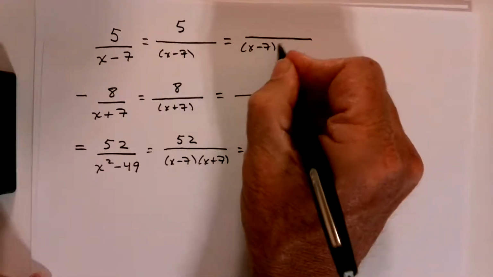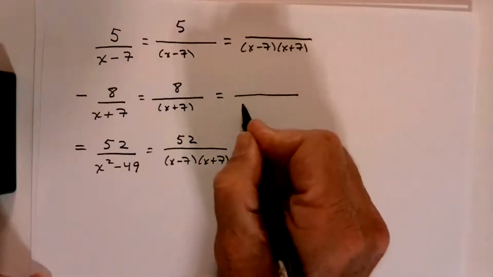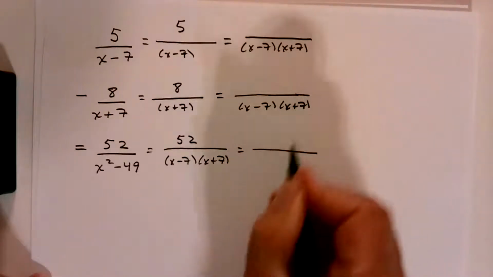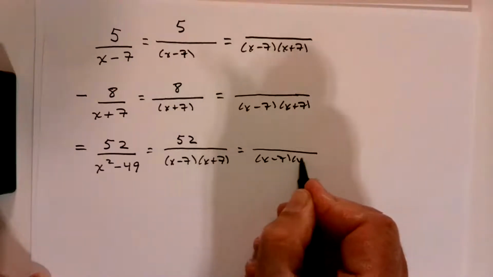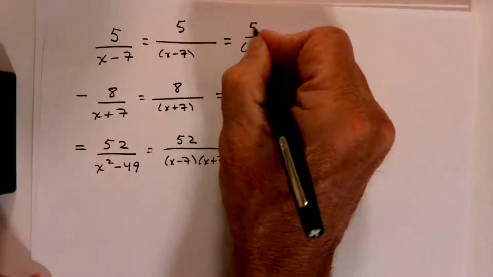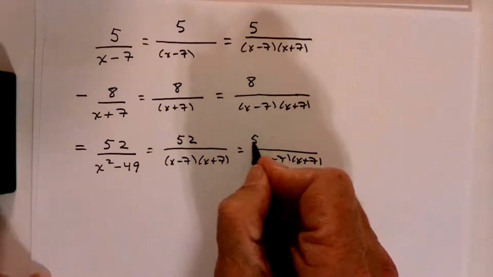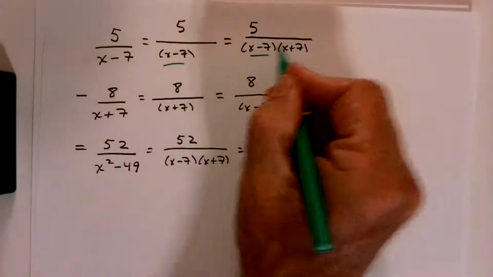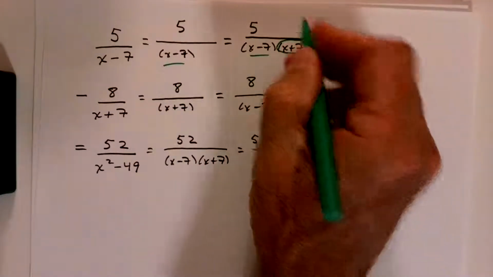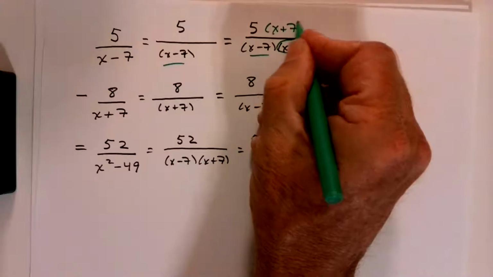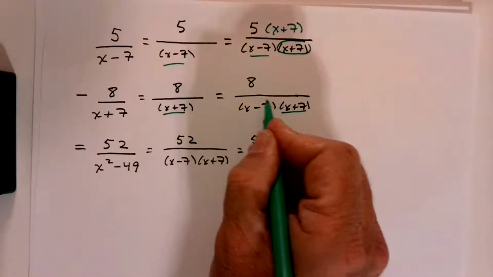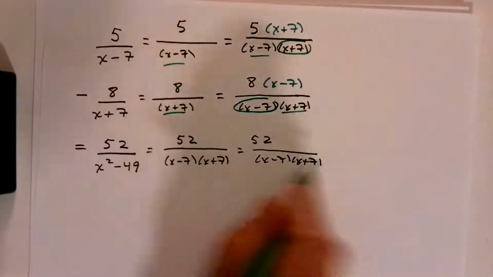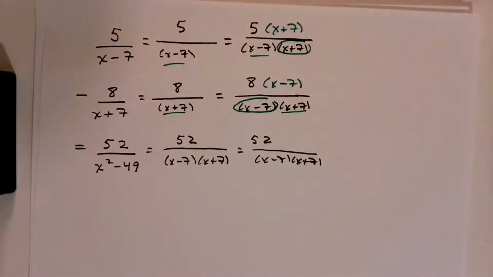Let's build x minus 7, x plus 7. The 5 and the 8 and the 52 were there before, and we look to see what's new. So x minus 7 was there before. So x plus 7 is new on the bottom, so let's put x plus 7 on top. X plus 7 was on the bottom, so let's put x minus 7 on the top. Nothing is new here, so 52 stays on top.